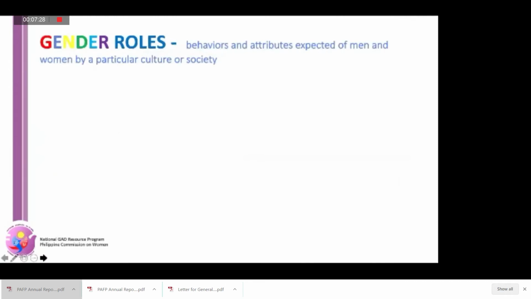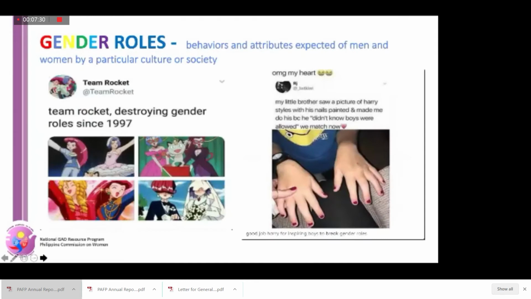All right. Now, gender roles are those behaviors and attributes expected of men and women by a particular culture or society. Now, again, going back to the concept that gender is part and parcel of society, and that society sometimes expects something from that specific gender. So these behaviors and attributes are part of those kinds of expectations. For example, if you're a man, you cannot paint your nails because you will be accused of being gay, or being a woman.